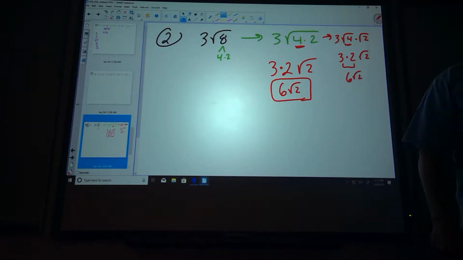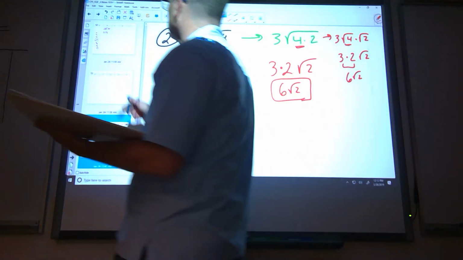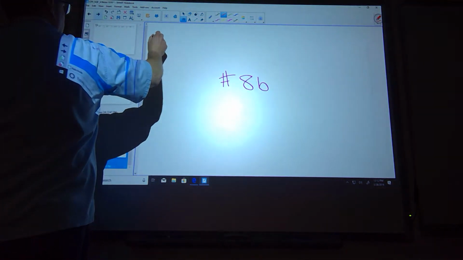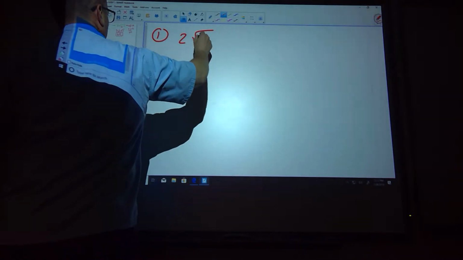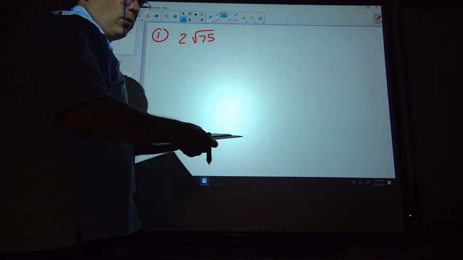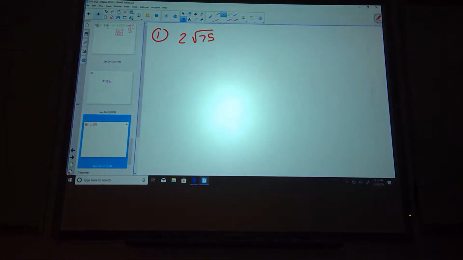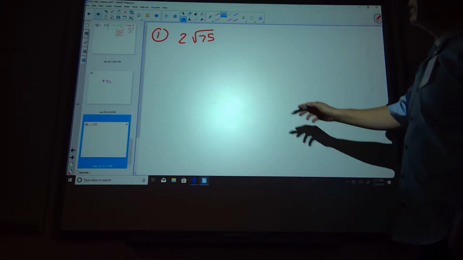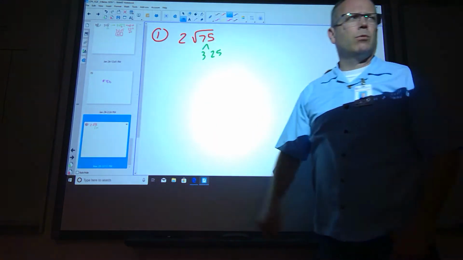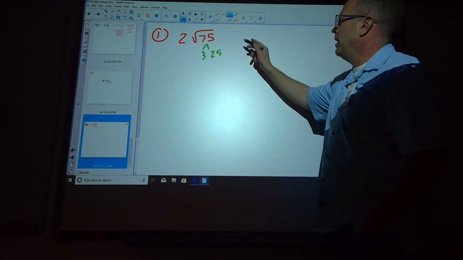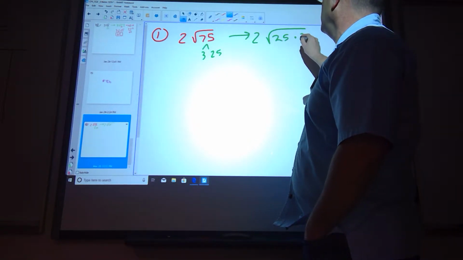1, you said, Oliver? Yeah. All right. We have 2 that's already outside, and 75 wants to break down. So what perfect square is part of 75? 25. Good. So I'm going to change this to 3 and 25. Is that okay? Because 3 times 25 is that. So then my next step, I have 2, 25 times 3.